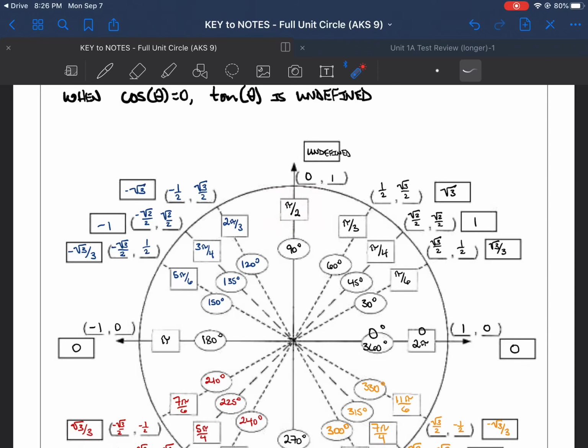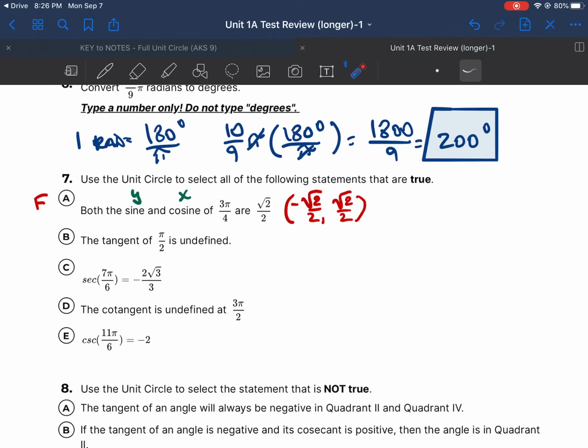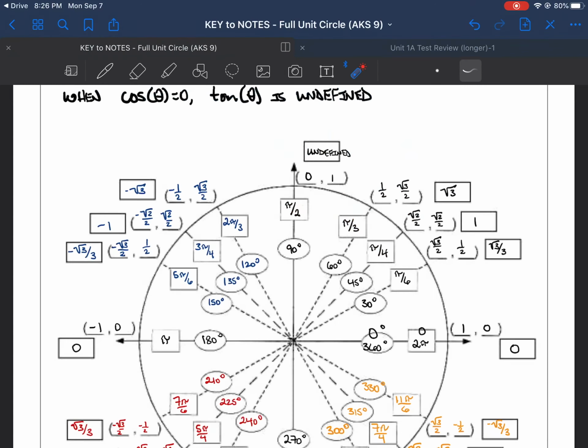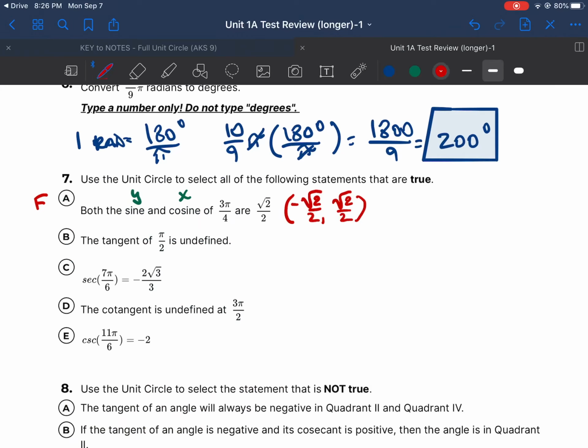Pi over 2 is the same as 90 degrees, and the statement says that the tangent of pi over 2 is undefined. Well, remember that tangent is sine divided by cosine, and sine is the y value, so 1 divided by 0 does give us an undefined tangent, so that is a true statement. Okay, so we would go ahead and circle this. However, just be aware there could be multiple statements because it says select all, so let's be aware of that.